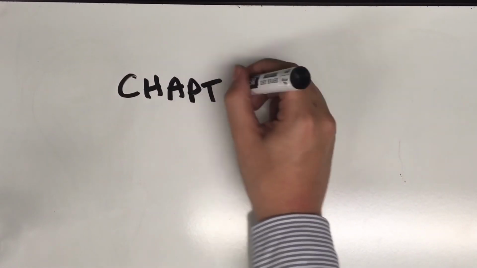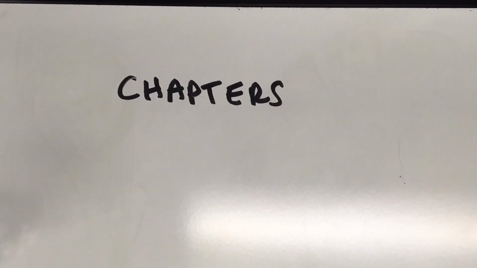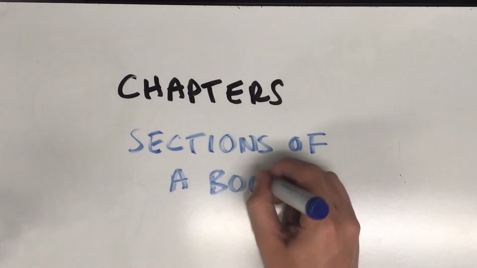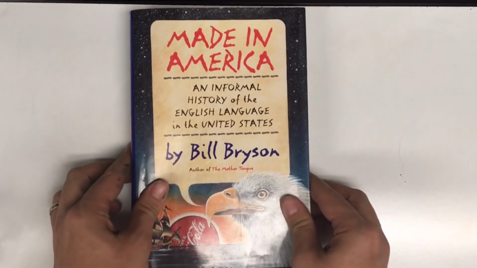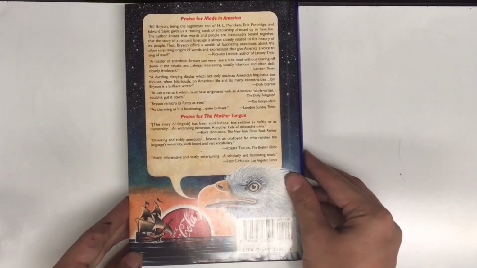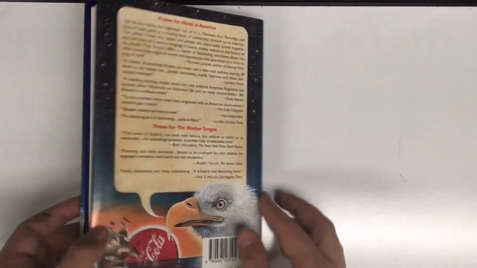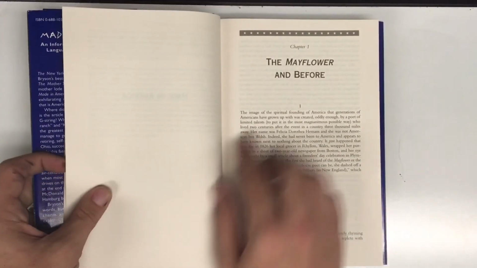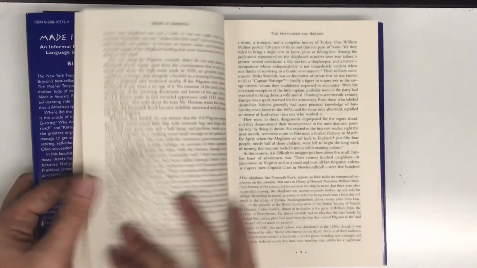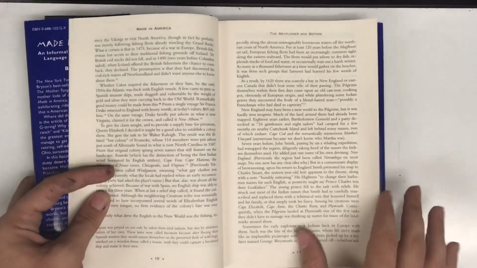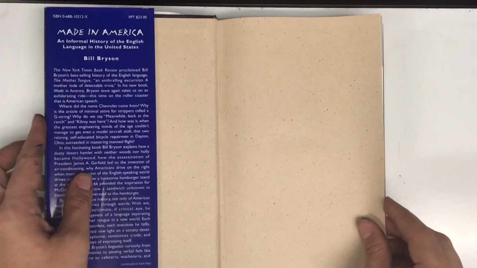Chapters are just like scenes in a movie, and they appear in fiction books and non-fiction books. Quite simply, they are just sections of a book. Let's have a look at a non-fiction book that also uses chapters, in this case Made in America by Bill Bryson. If we flip it over, we don't find a blurb, we actually find some quotes about the book and an ISBN. If we open it back up, we can find an introduction, and then we have chapter 1, The Mayflower and Before. The chapters in this book are a lot bigger than the chapters in Skellig, probably because it's a non-fiction book and has a lot more writing in it.